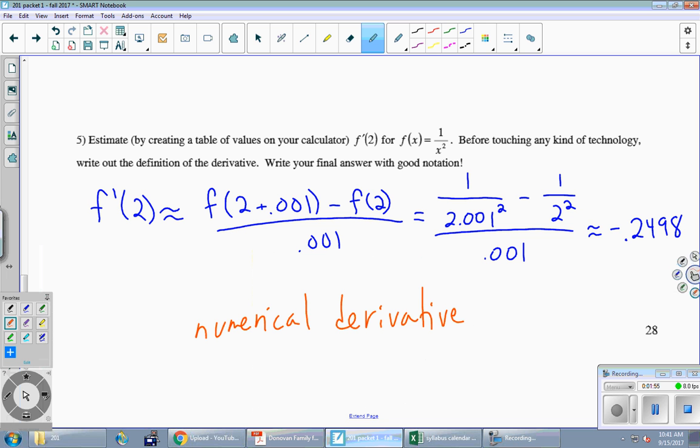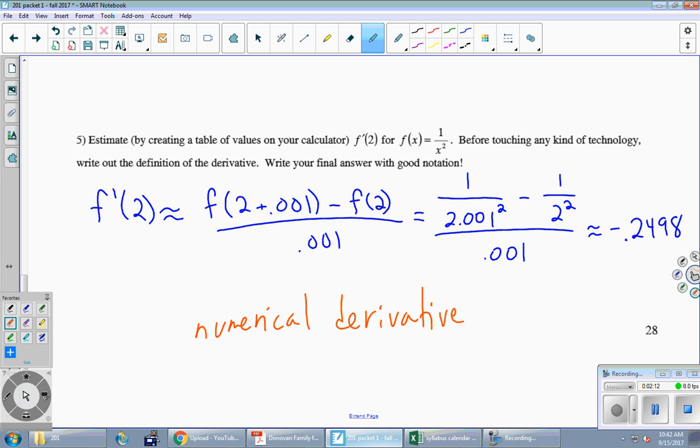So page 28 is one of the things from the activity from last class, but I just want to highlight that we did the same problem twice, and I want to make it clear what the difference is between the 2 things. In this problem, it said find f prime of 2 for this function, 1 over x squared, by using a table of values on your calculator.